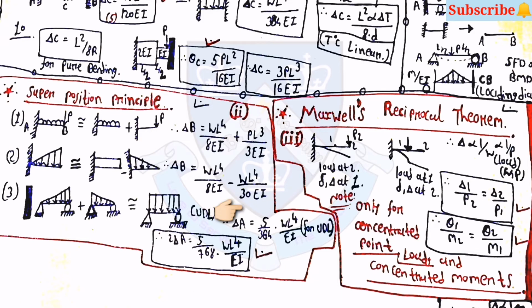Then for the third type, you can use the equation delta A is equal to 5 upon 384 into WL raised to 4 upon EI. And Maxwell's reciprocal theorem: the equations for the theorem are delta 1 upon P2 is equal to delta 2 upon P1 and theta 1 upon M2 is equal to theta 2 upon M1. Here note that this is only for concentrated point loads and concentrated moments.